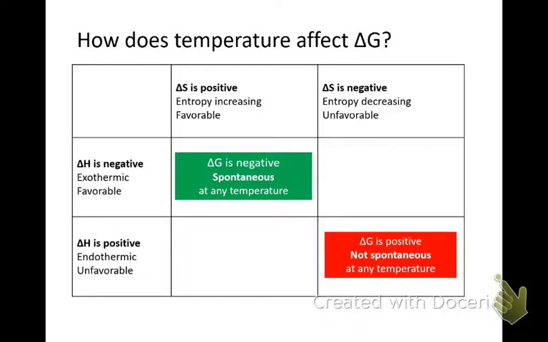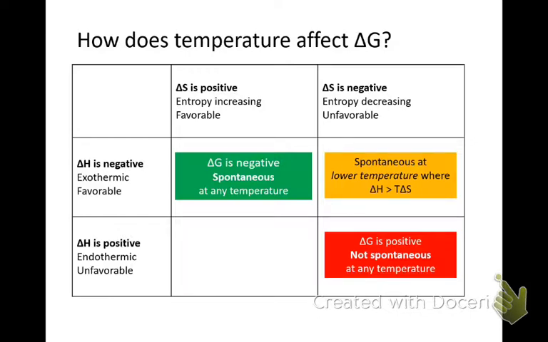Now, if you take one of the cross relations, for example, an exothermic reaction where entropy is decreasing, that reaction will be spontaneous at any temperature lower than where delta H equals T delta S. So basically, at lower temperatures, that favorable exothermic delta H overcomes the unfavorable entropy because the entropy is dependent on temperature.